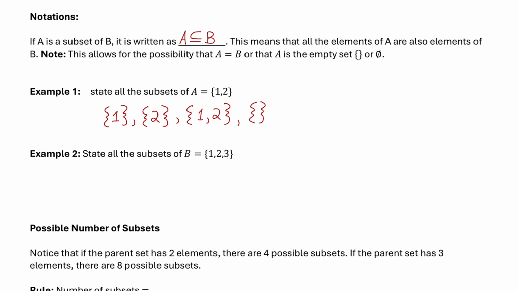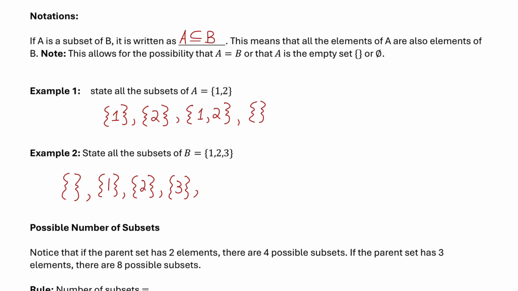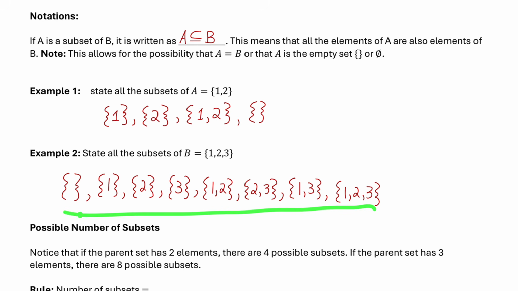Let's start with the simplest subset, which would just be the empty set, the set with no elements within it. Or we could have a set that just has a 1, or just a 2, or just a 3. Or we could have a set that involves any 2 of those three numbers. So it could be the set that involves 1 and 2, or 2 and 3, or 1 and 3. Or it could be the set that contains all three values, and it's actually equal to set B. So those are all of the possible subsets of B.